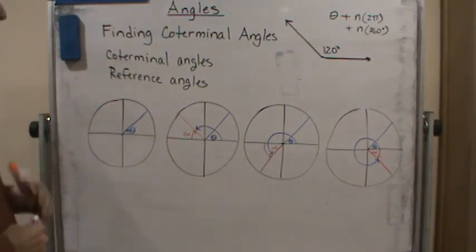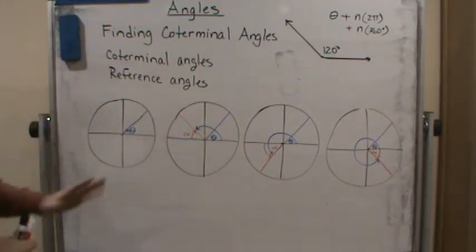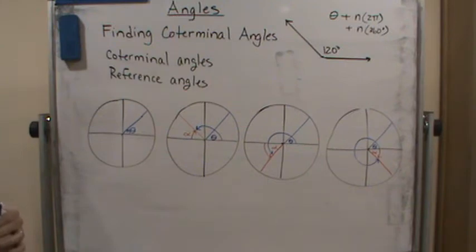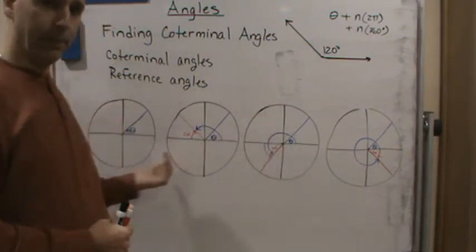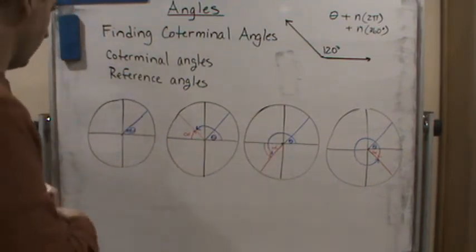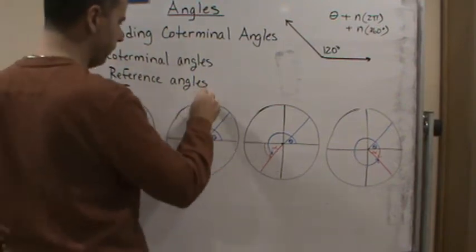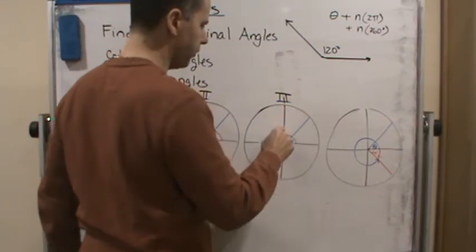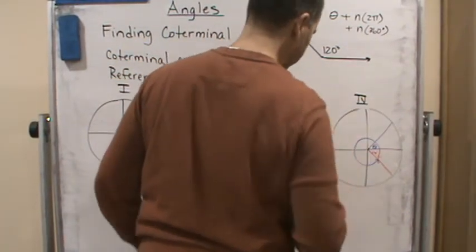Now, there's also another type of angle that we call reference angles, okay? And so that's why I drew out these circles here to represent when we're in each quadrant, because the reference angle depends on what quadrant we're in. So if we have a first quadrant angle, a second quadrant angle, a third quadrant angle, or a fourth quadrant angle.